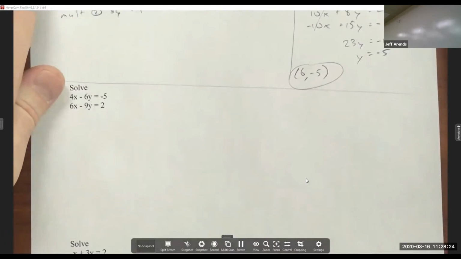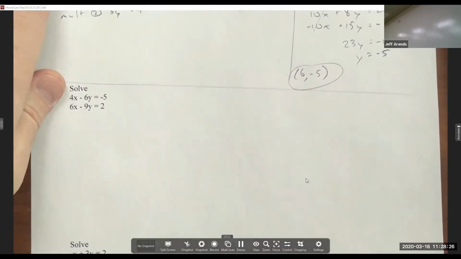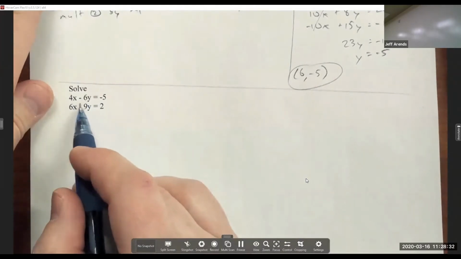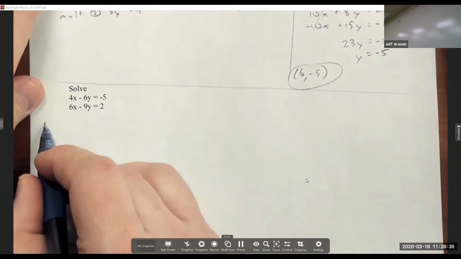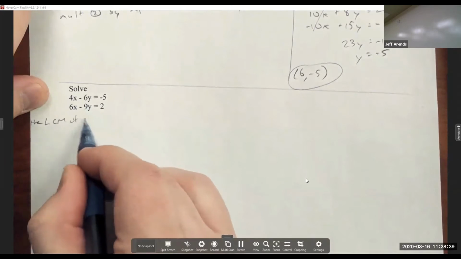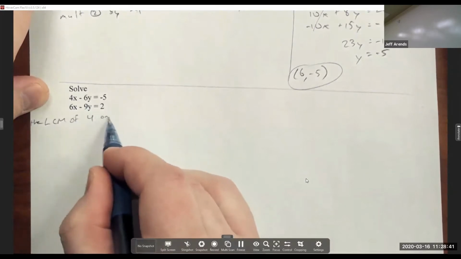Looks like we're starting off with both of the equations being in standard form, which is nice. The 4 and the 6 are smaller numbers than the 6 and the 9, so I'm going to go ahead and cancel. I'm going to figure out the least common multiple of 4 and 6.